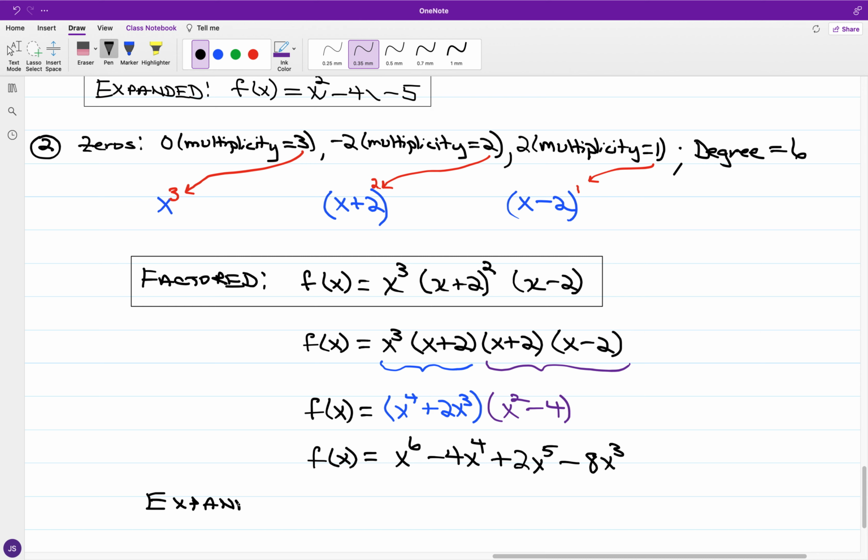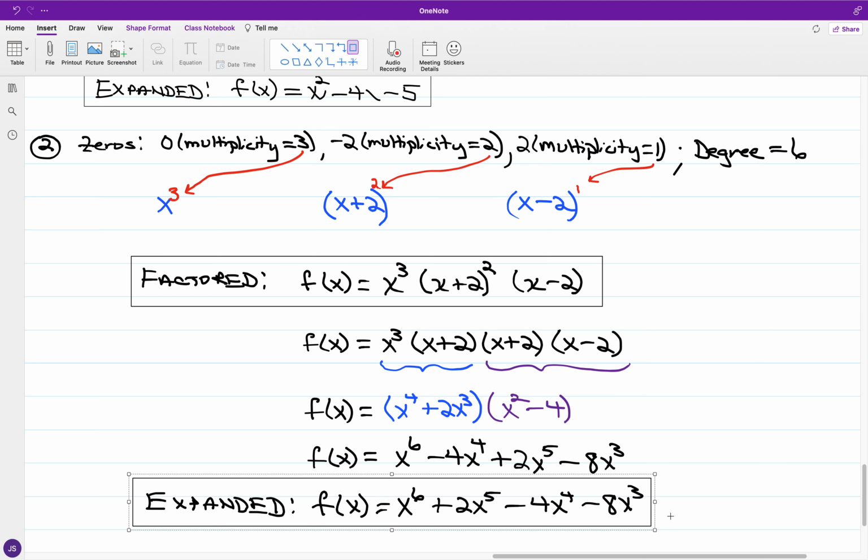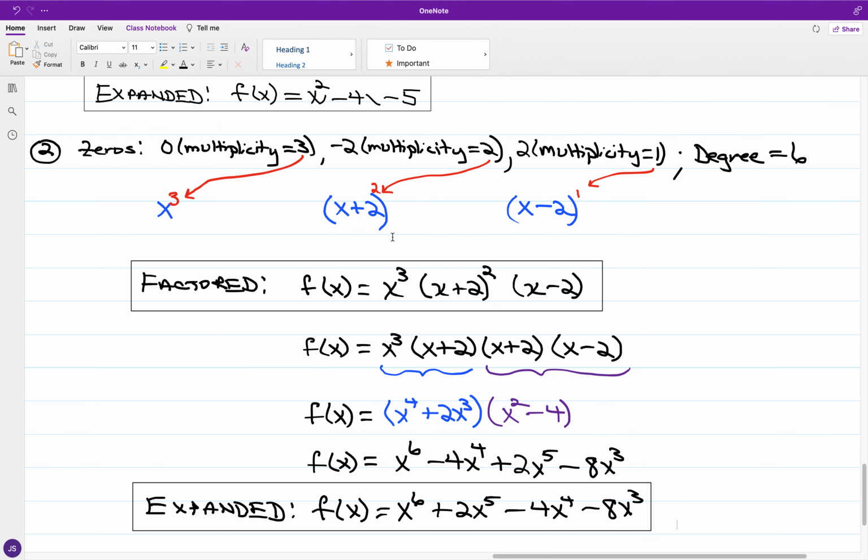And so we have for the expanded form, now you can have what you had immediately above, but we can just have the terms all arranged in descending degree order. Okay, so we got x to the 6th, corresponding to the 6th degree, and you have plus 2x to the 5th, next highest order term. And then we have minus 4x to the 4th, and last we have minus 8x cubed. Okay, so this will be an expanded form of a polynomial that has these characteristics.